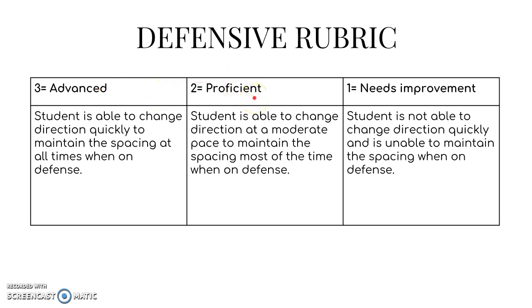If a student is able to change direction at a moderate pace to maintain the spacing most of the time when on defense, they're at a proficient level and they'll be graded with a 2. And finally, if a student is not able to change direction quickly and is unable to maintain spacing when on defense, they need some improvement, so they're going to get a 1.